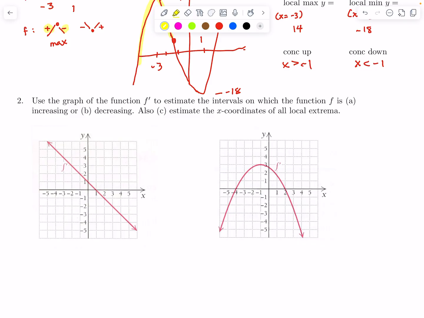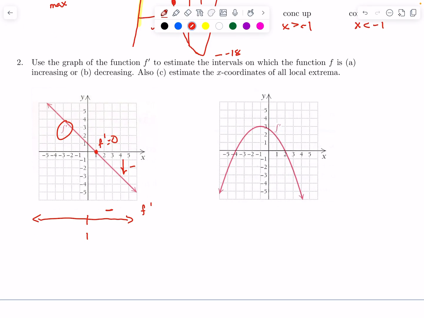Okay, looking at the graph of f prime. If it's a graph of f prime, we can collapse it into a one-dimensional graph. The only place that it hits 0 is at 1. So we're below the x-axis. So f prime is negative. Negative height for f prime is negative slope for f. Let's write that down.